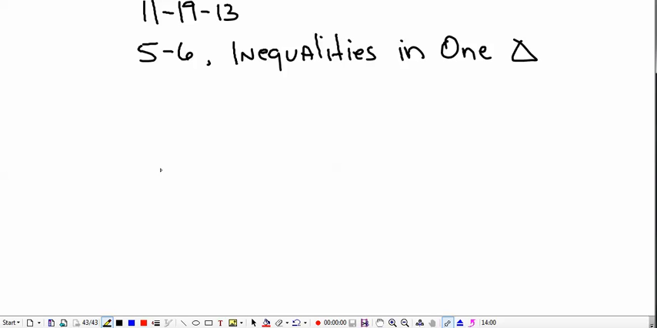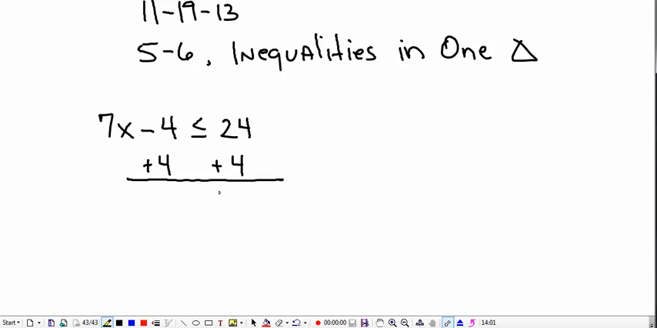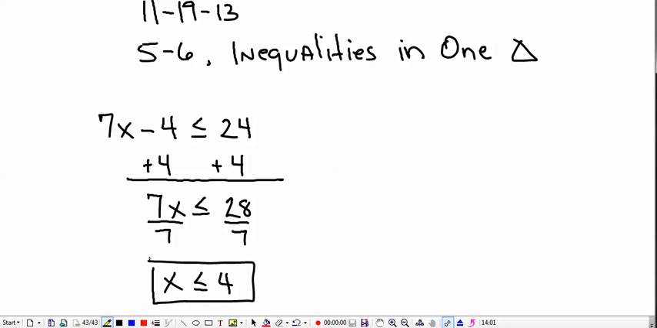All right, let's do a quick solving an inequality review. If you have 7x minus 4 is less than or equal to 24, you would treat the inequality like an equal sign, wouldn't you? You add 4 to each side. 7x would be less than or equal to 28, and you divide each side by 7, and x is less than or equal to 4. And you're done. Okay?